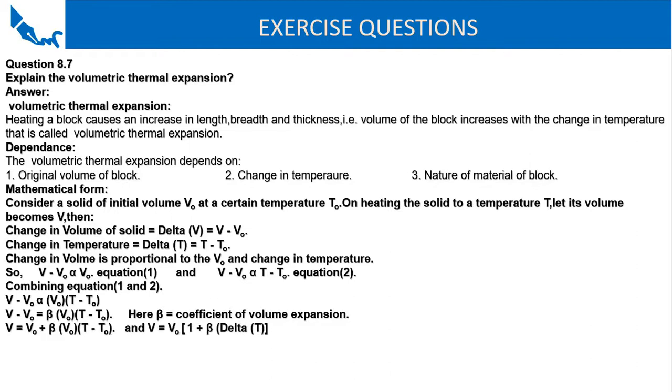Now V is equal to V naught plus beta into V naught into T minus T naught, and V is equal to V naught into 1 plus beta into delta T.